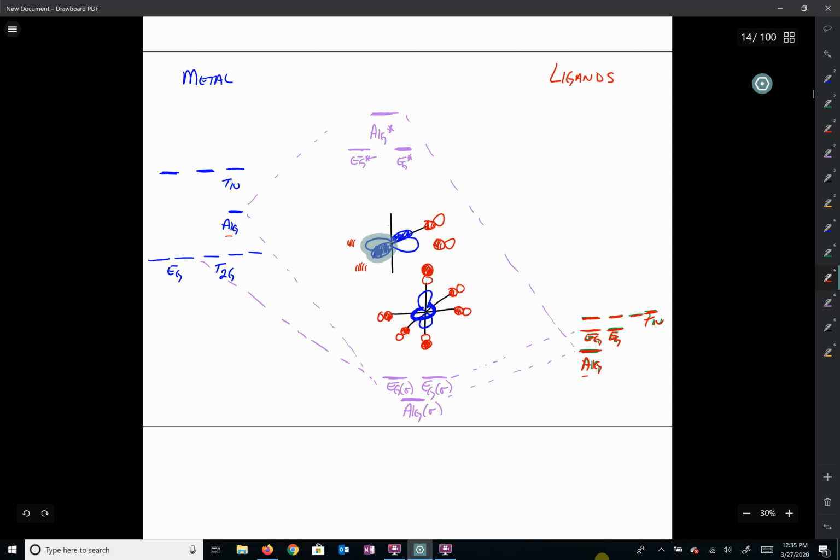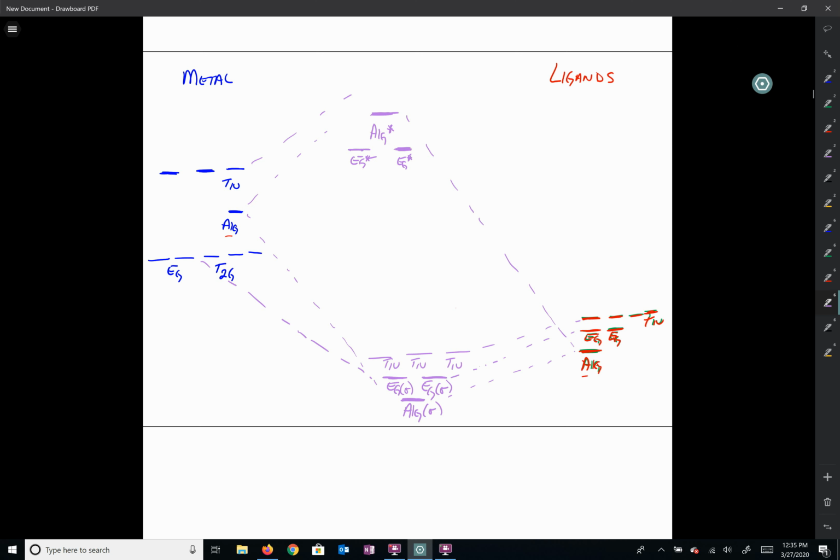All right, so we just finished our matching game here. The T1U set, T1U, that's coming here, and we'll bring that up here. Star. And so remember, this is our p orbitals on the metal interacting with the orbitals on the ligands themselves.